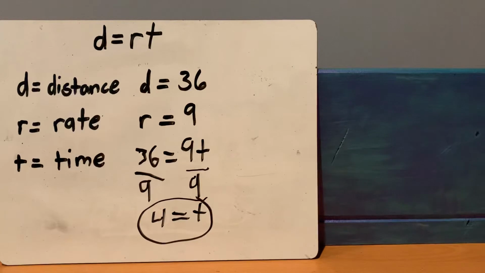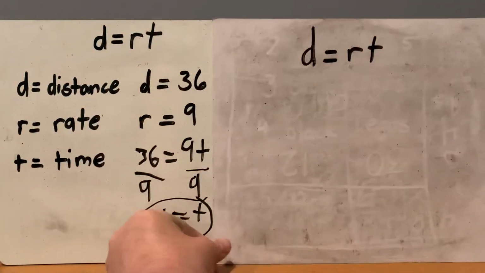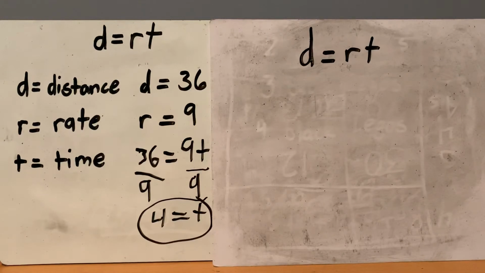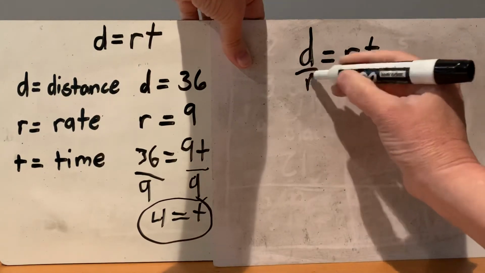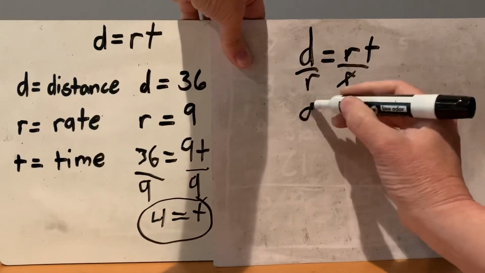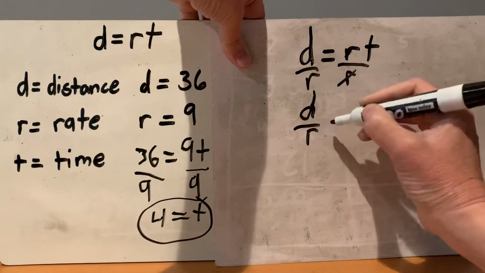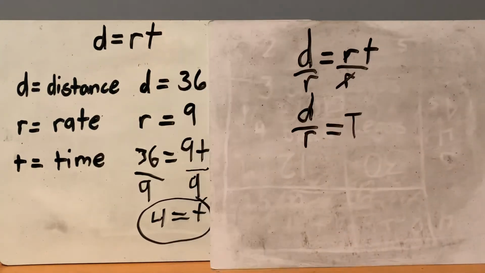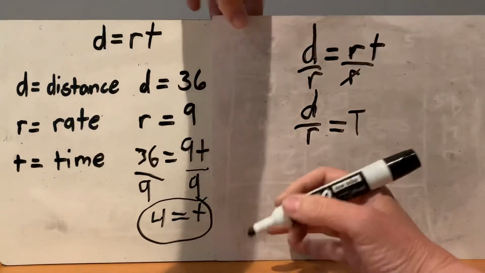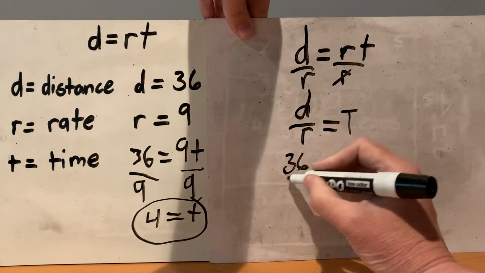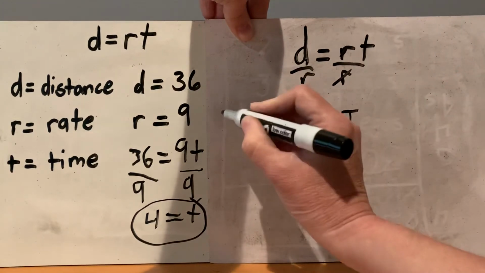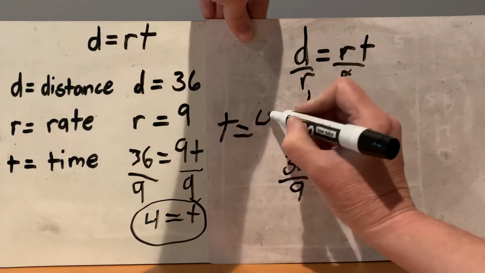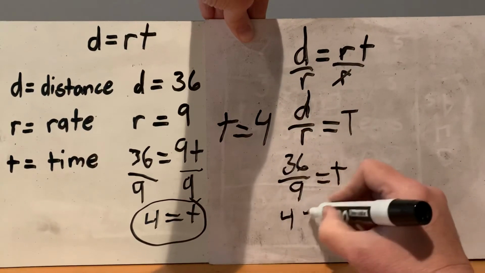Now, there's a different way we can do this. We can take our formula, D equals rate times time, and we can first solve for T. So first we would divide both sides by R, cancel out, and we would rewrite the formula as D divided by R equals T. And then we put our values in. We know that D is 36, R is 9, that equals T. So again, we find that T equals 4.